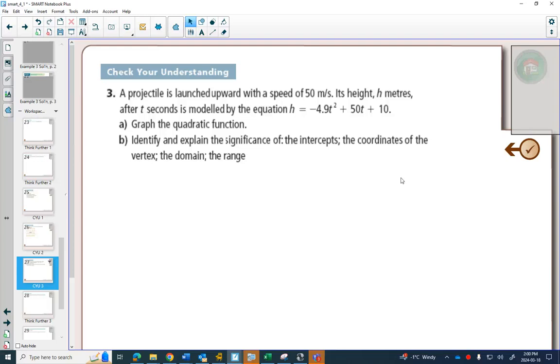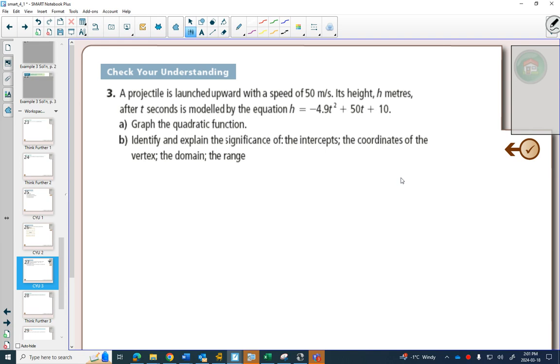And this is on page 255. And they give you no space underneath the question, but I guess you have space above the question and on the next page if you need. So a projectile is launched upward with a speed of 50 meters per second, and they give us an equation, height in meters, modeled by this equation.